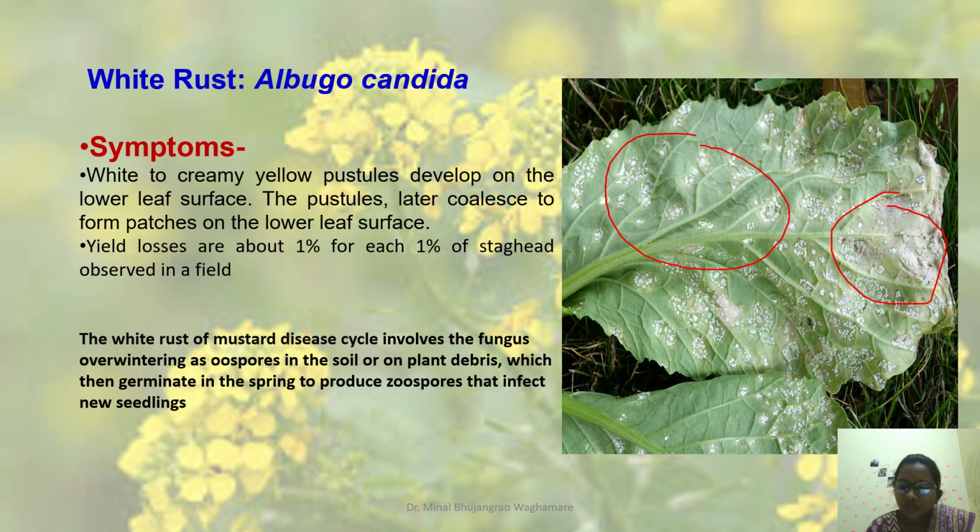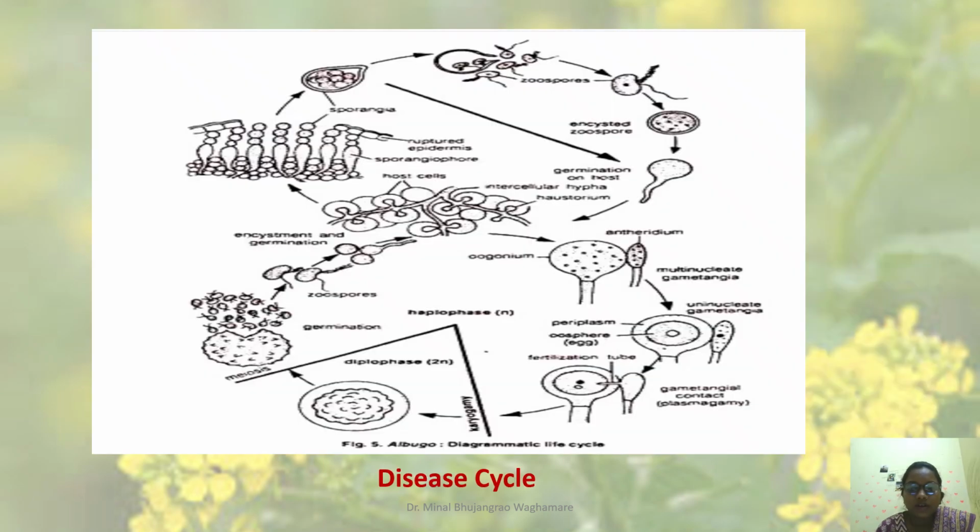In this also, the leaf gets damaged due to this pustule formation and leads to a lower photosynthesis rate and yield losses. In this also, the oil content of the crop gets damaged and the size of the seeds also shrivels. And coming to the disease life cycle, we can see that it shows two kinds of spores.